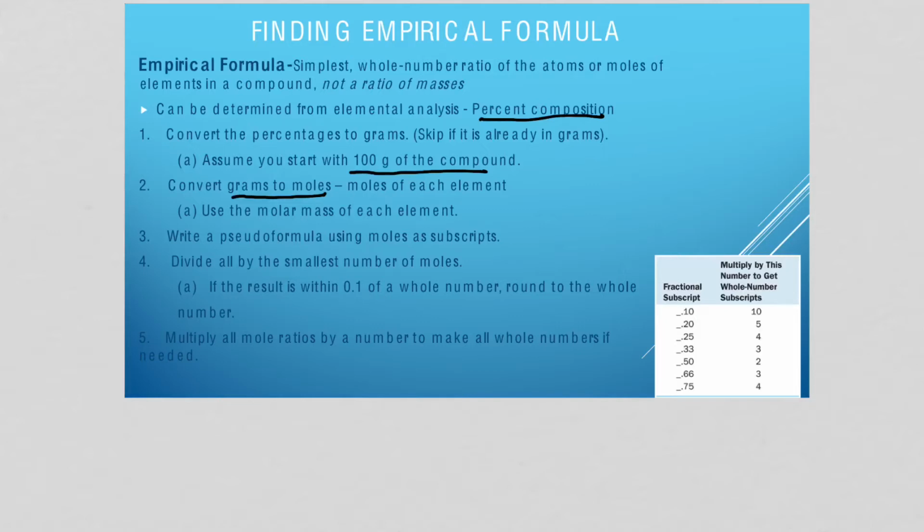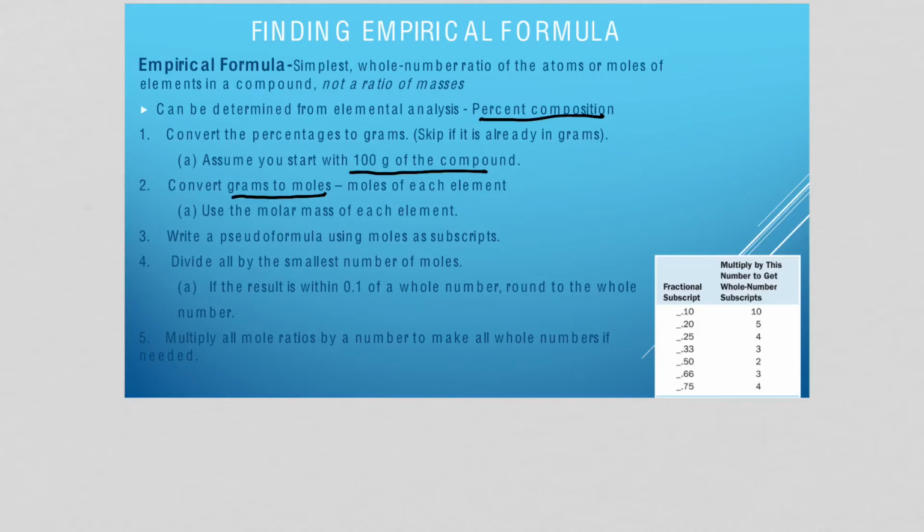Now, at that point, we know the ratio, if you will. We know what the ratio of the elements in our compound is, and we could write out what you might call a pseudo formula using this number of moles as our subscripts. Now, this is probably not going to be the actual empirical formula, because remember, these have to be whole number ratios. So the next couple steps are things that we can do to convert these raw numbers into whole numbers.